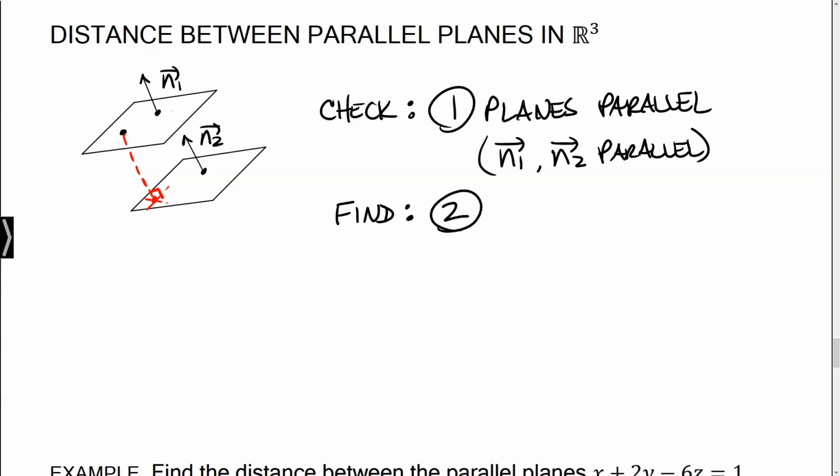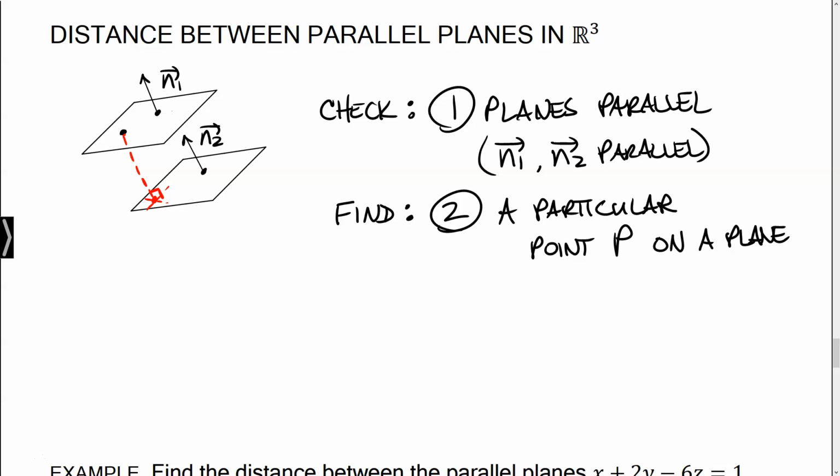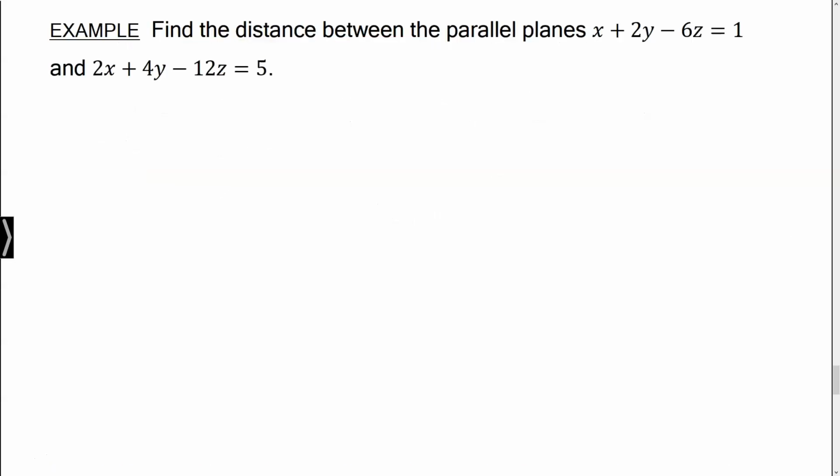And then I need to find just a single point, a particular point on one of the planes. And then I can use the formula for the distance between a point and a plane, as we've done already twice. So let's find the distance between the planes x plus 2y minus 6z equals 1, and 2x plus 4y minus 12z equals 5. Again, let's check the normals here.